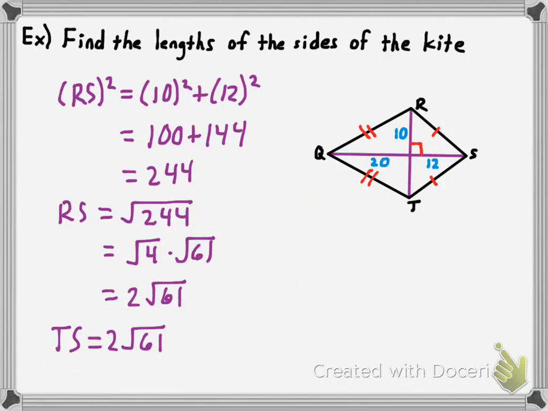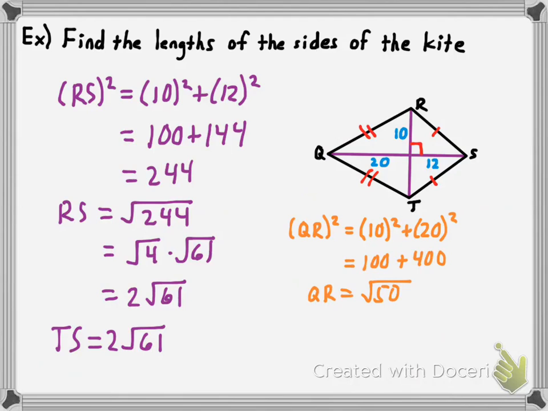Now similarly, we can make this equation to find QR. QR squared is going to equal 10 squared plus 20 squared, so 100 plus 400. So QR then is going to end up being the square root of 500. And we're going to write this as a radical in simplest form as well. The largest perfect square that you can factor out of 500 is going to be 100. We can make that the square root of 100 times the square root of 5. And so that becomes 10 square root of 5. That's the length of QR. That's also the length of QT. We found the lengths of the sides of that kite using the lengths of the diagonals.